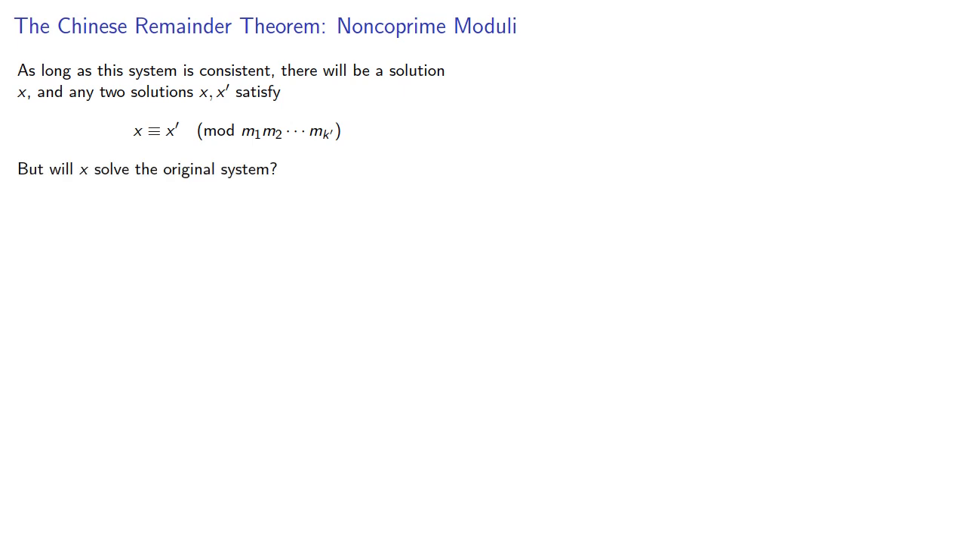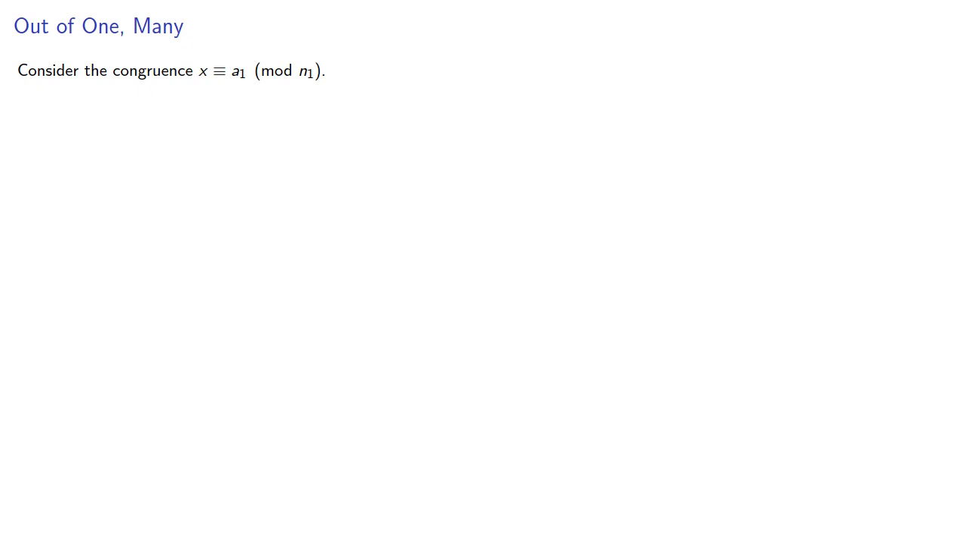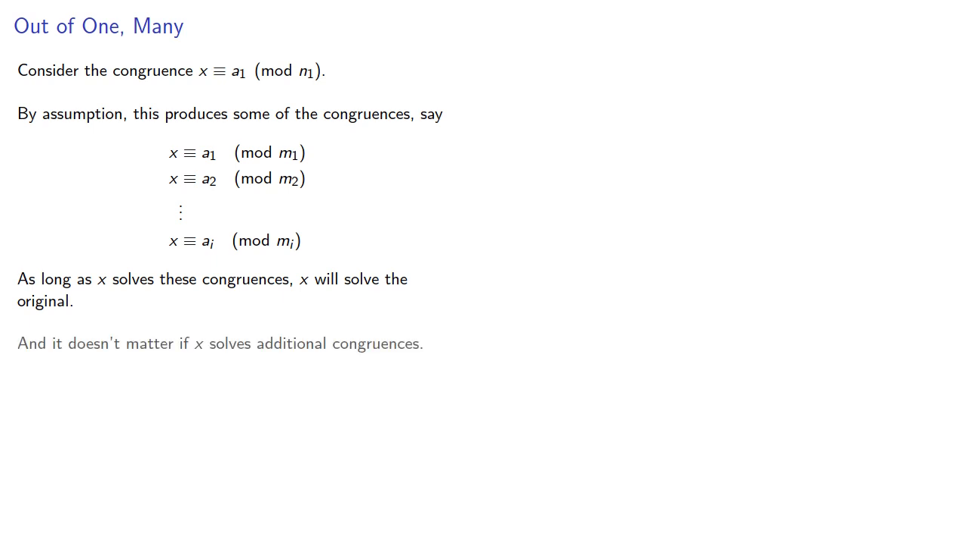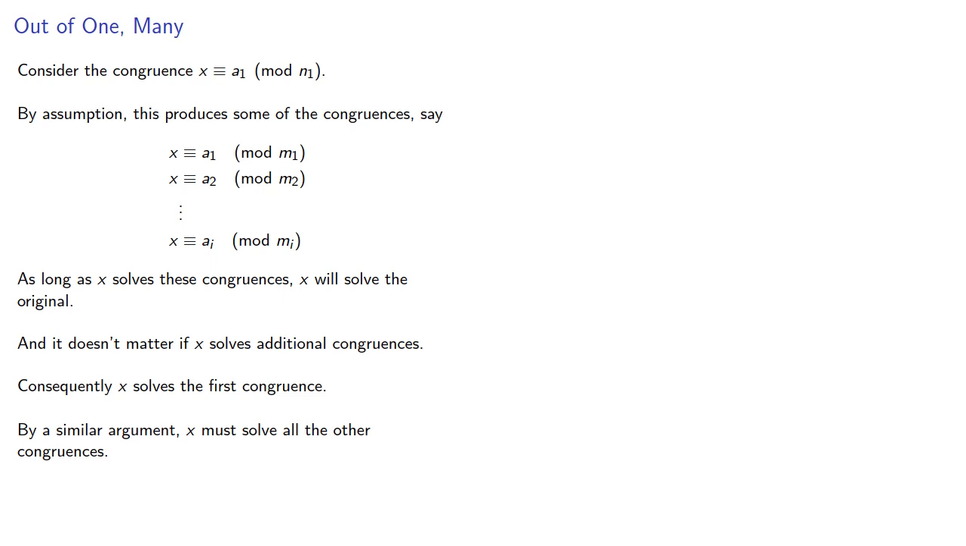But will X solve the original system? So let's consider that first congruence. By assumption, this produces some of the congruences, say, as long as X solves these congruences, X will solve the original, and it doesn't matter if X solves additional congruences. Consequently, our solution to these congruences will solve the first congruence. By a similar argument, X must solve all the other congruences, so this will be a solution to the Chinese remainder problem. Now, we should go for the details.